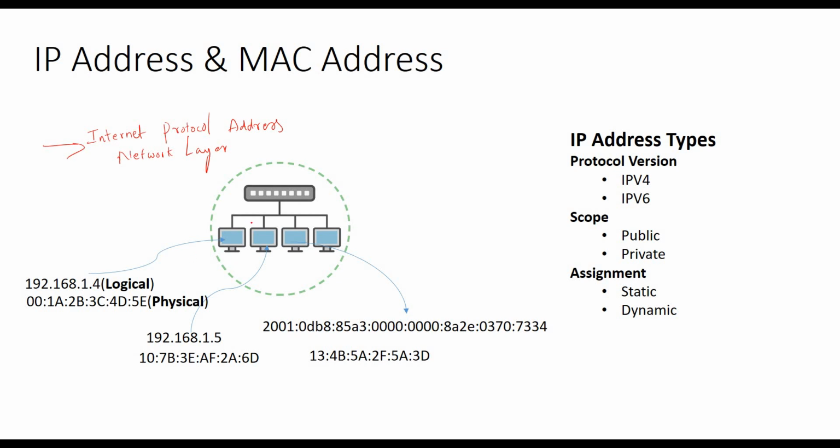So here in the diagram, we have various devices connected to a particular network. All these devices will be assigned a logical address which is called IP address. So this address is logical. That means it is not a fixed address.